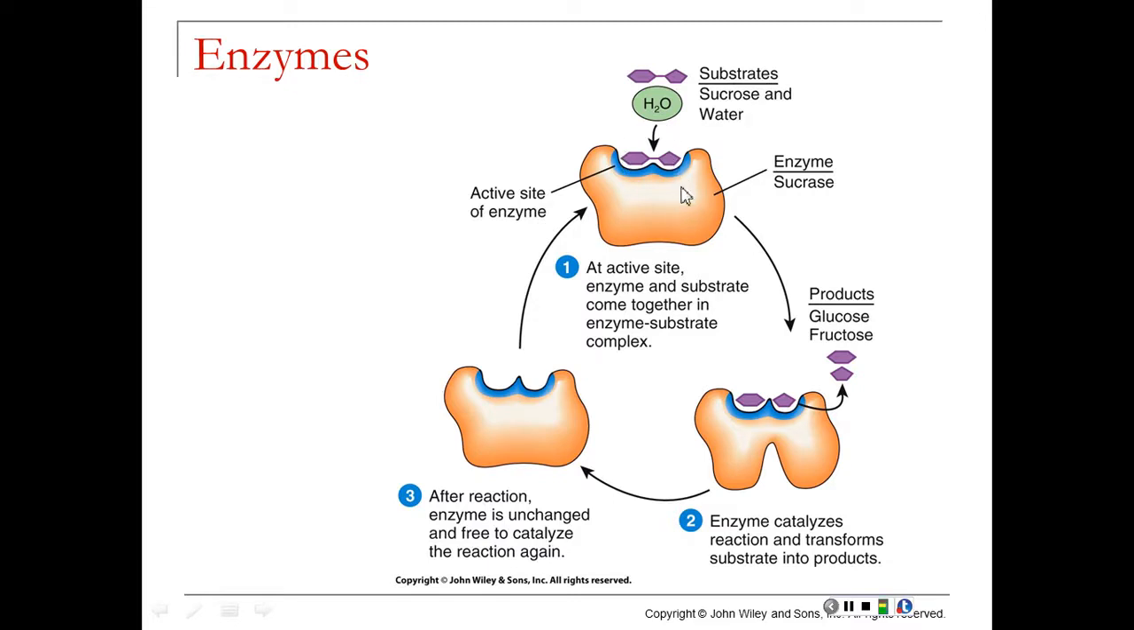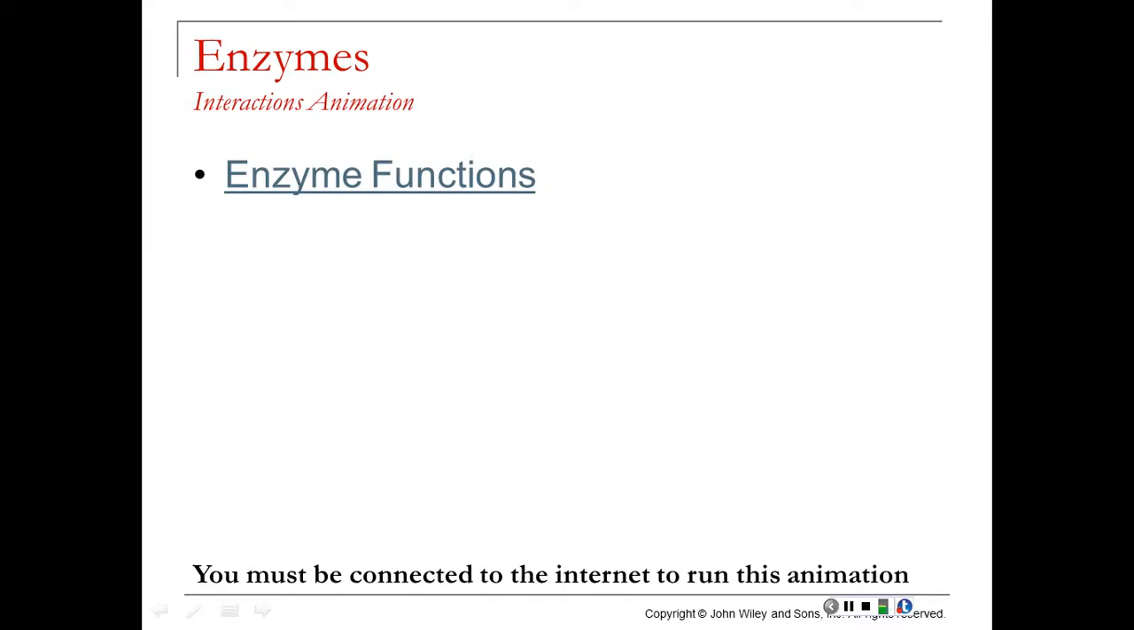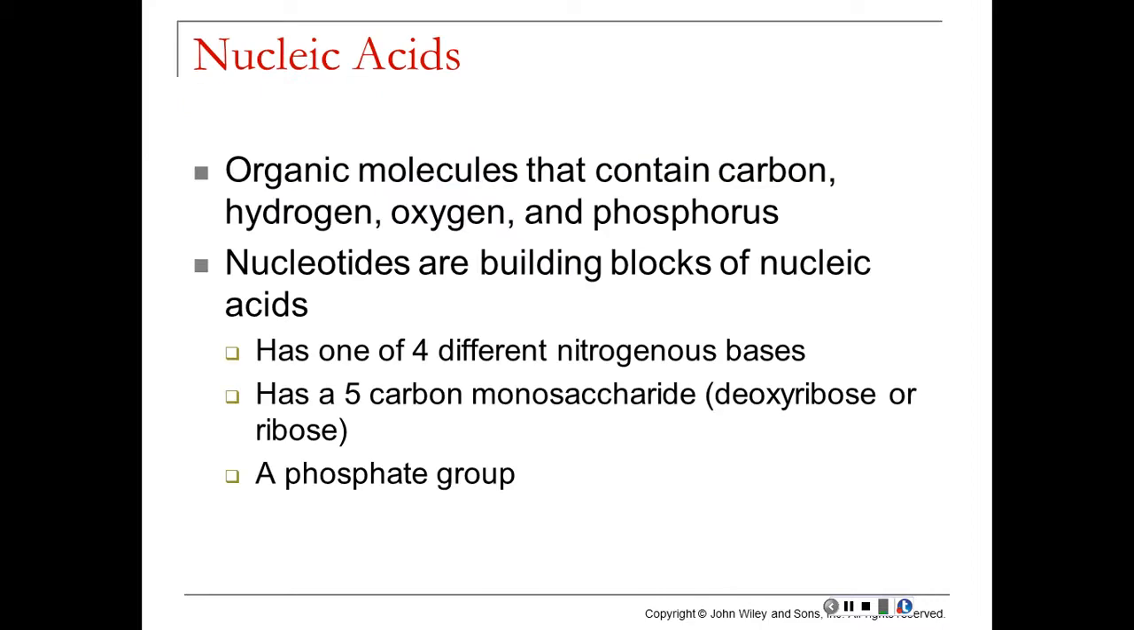Here we have that enzyme-substrate complex. That enzyme's going to do its deed. It's going to do all that magic work and break apart the bond. And now we get products of glucose and fructose. And now our enzyme can be reused again, meet up with another sucrose and water molecule, break it apart, and then be used over and over and over again. Here's another animation of enzyme functions for you to view it on your own time.